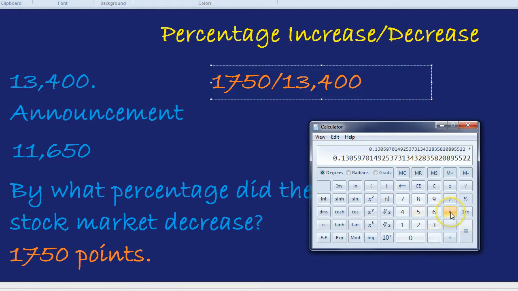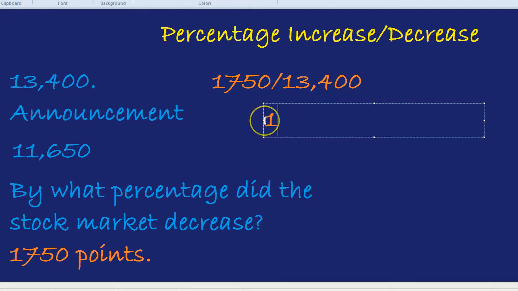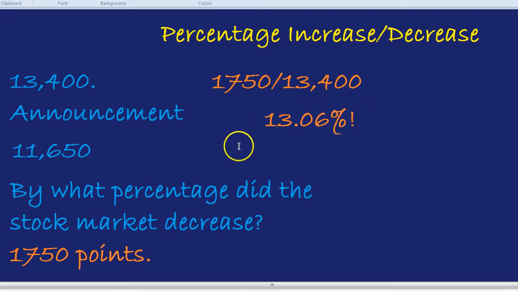To convert from decimals to percentages, we times by 100. So the stock market decreased by 13.06%. And that is what you'd see in all the headlines.